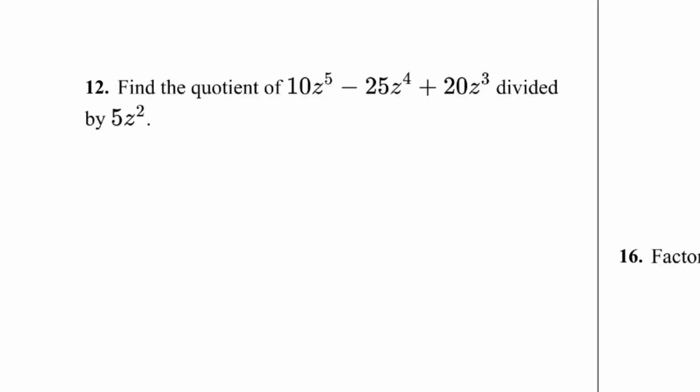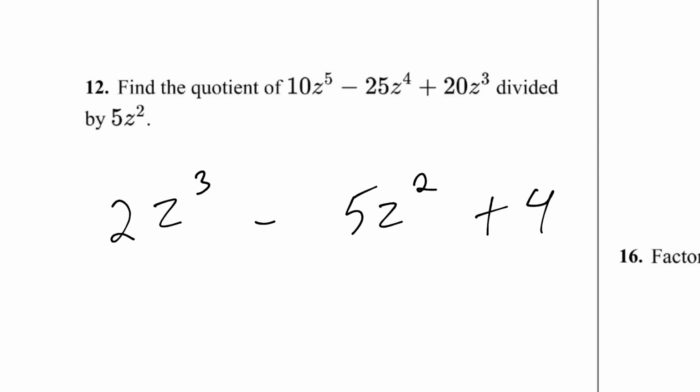This one, I divide the numbers. 10 divided by 5 gives me 2. 25 divided by 5 gives me minus 5. And 20 divided by 5 gives me plus 4. Then for the exponents, each of these I'm going to minus 2. So I had z to the 5th minus 2, that's z to the 3rd. Z to the 4th minus 2, that's z squared. Z to the 3rd minus 2, that's z.